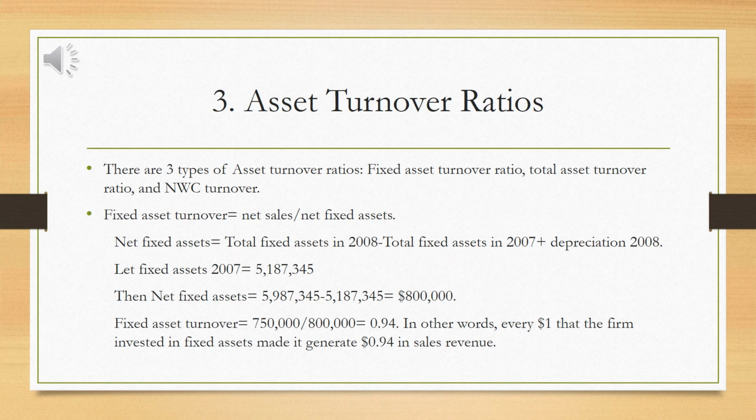There are three types of asset turnover ratios: fixed asset turnover ratio, total asset turnover ratio, and net working capital turnover. Fixed assets turnover equals net sales over net fixed assets. Net fixed assets are equal to total fixed assets of the current year minus total fixed assets of the past year plus depreciation. If we're going to analyze the balance sheet of 2008, there is no depreciation, so depreciation in this case is 0.